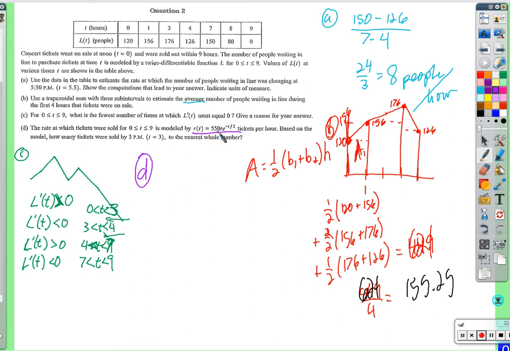Is that e to the negative t over 2? Yeah. So 550 t e to the negative t over 2. Okay, so we're going to take the antiderivative of 550 t e to the negative t over 2 with respect to dt, from? 0 to 3. The first 3 hours.